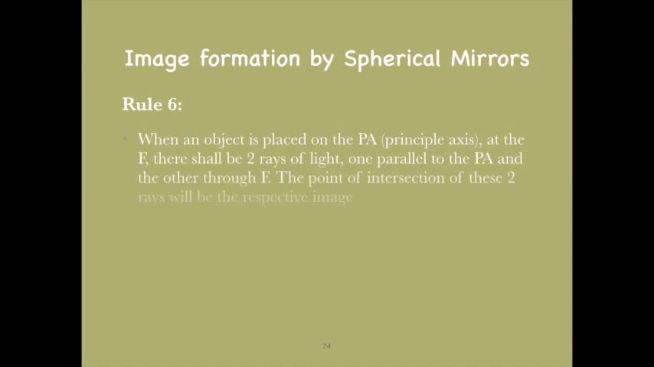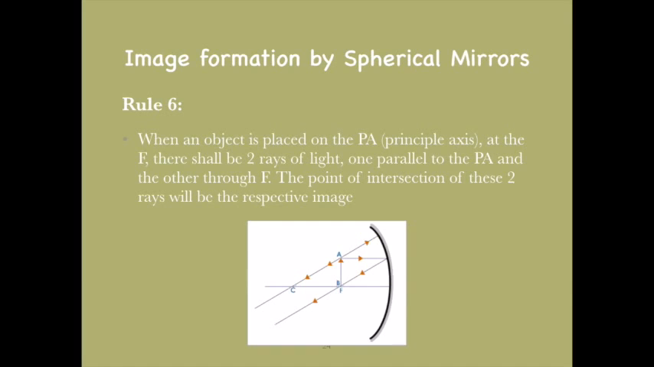So coming to rule number 6, in rule number 6 we will be placing the object on the focal point. In this particular case, an image is never formed. Please note that when you place an object at the focal point, an image is not formed, or it is formed at infinity.